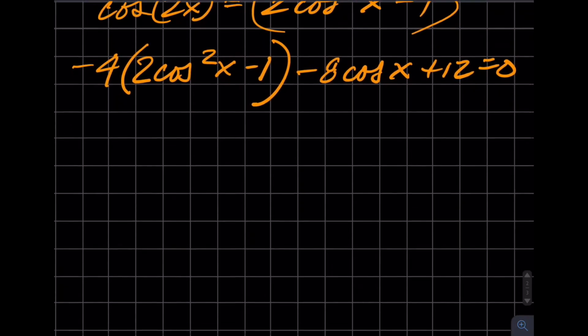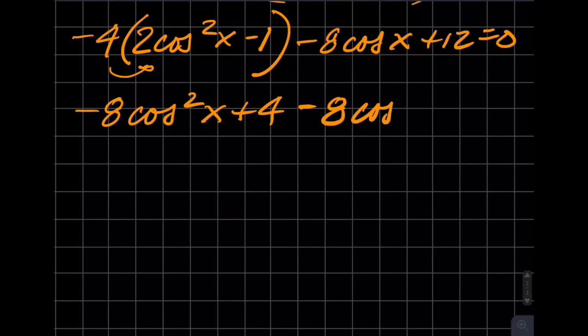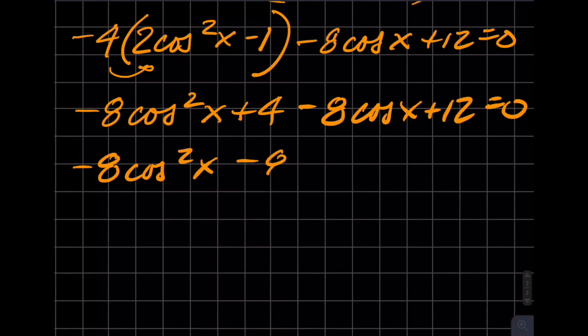And then from here, we're going to have to distribute this negative 4, so we get negative 8 cosine squared x plus 4 minus 8 cosine x plus 12 equals 0. I'm going to combine like terms. This negative 8 cosine squared can't be combined with anything else in our equation. We're going to have minus 8 cosine x, and then 12 plus 4 is 16. And now I have a quadratic equation with trig functions.